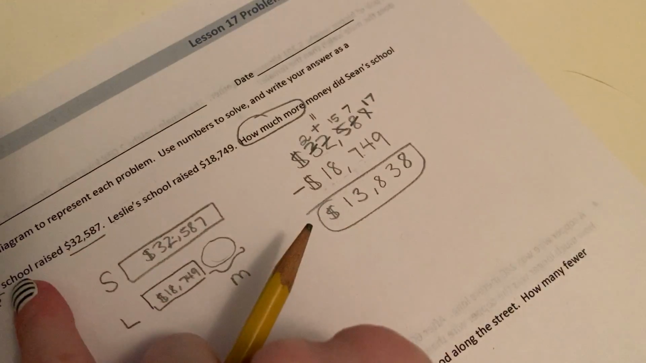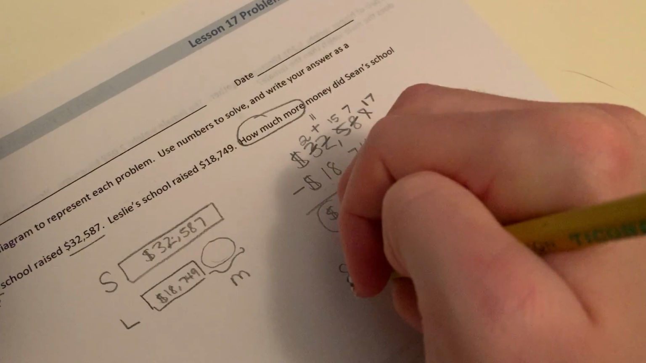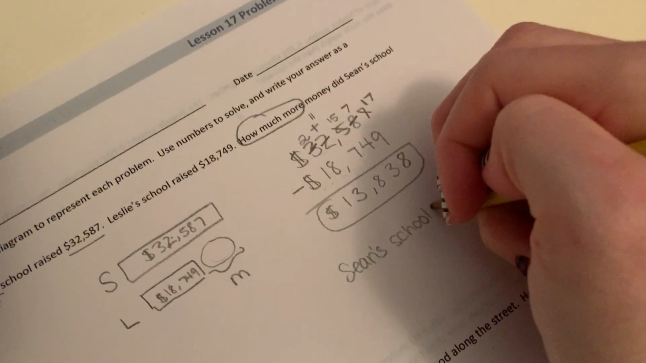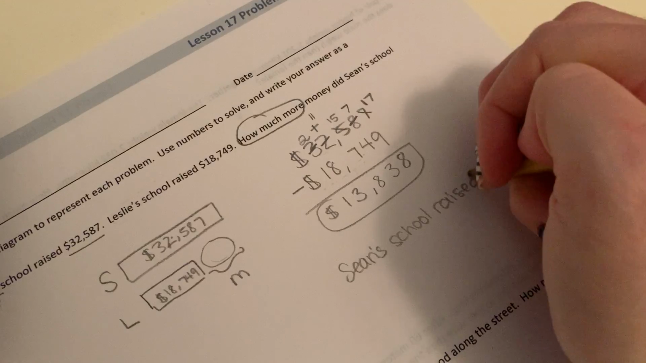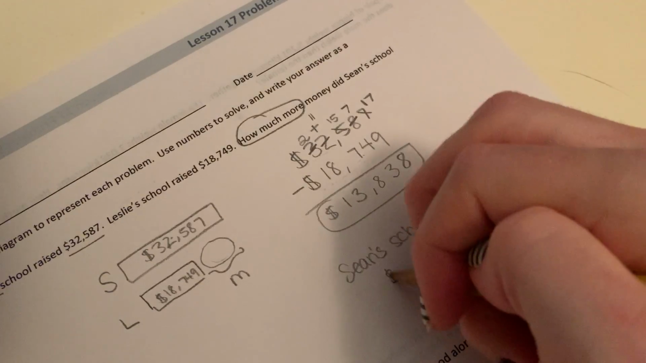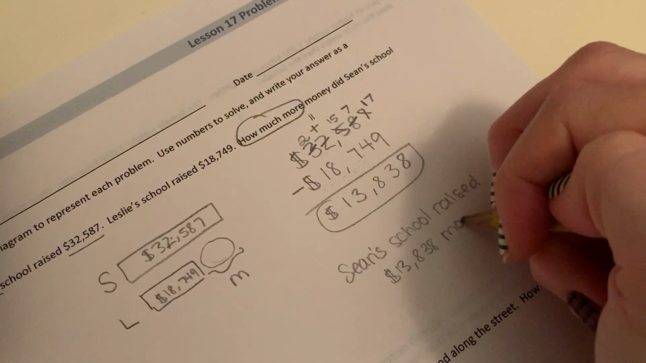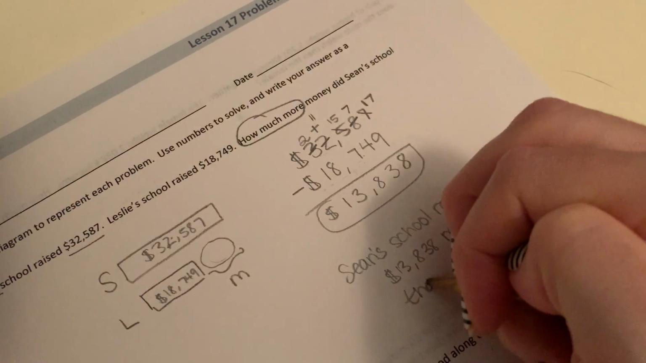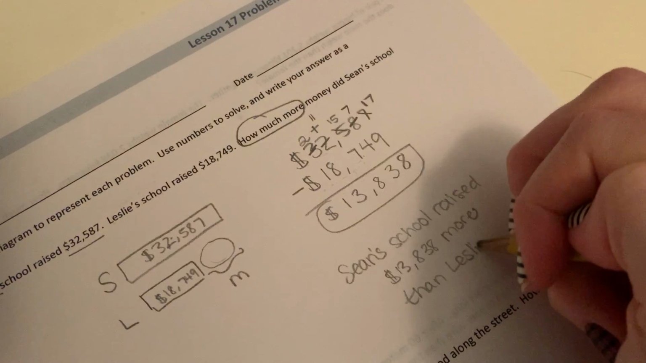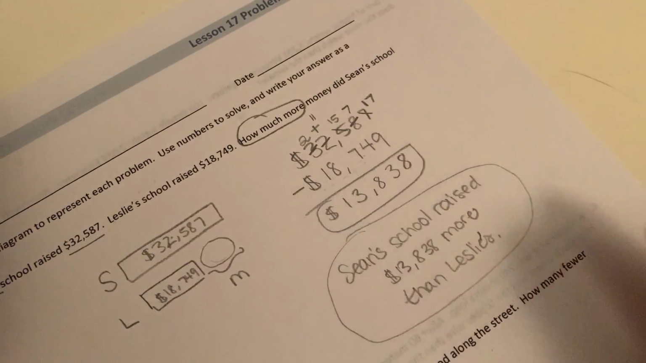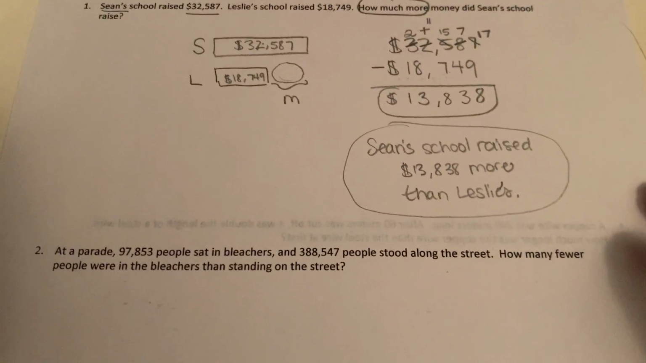Okay, so we can say that Sean's school raised $13,838 more than Leslie's. There you go. All right, so let's go ahead and look at the second one.